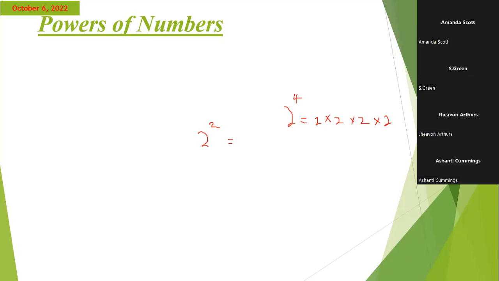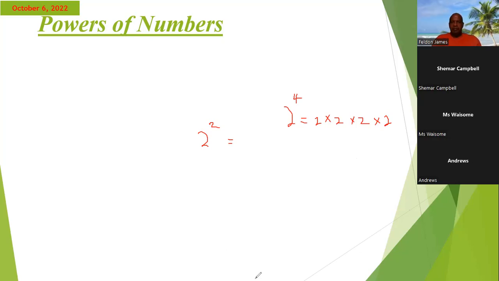Let me find out if somebody else can try. Miss Green, can you give us your definition of what a power is? No, sir. You don't know what a power is? No, sir. Okay. All right, so the power really, as Mr. Shamar was describing, is the number that is above the base number, and we call it the exponent.